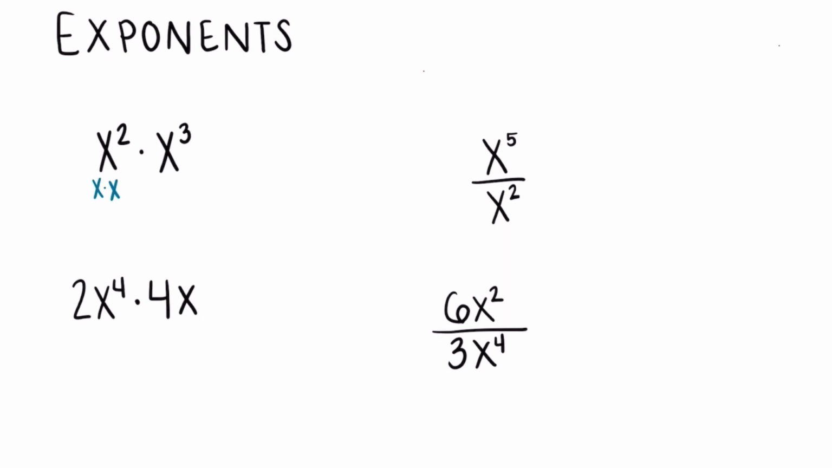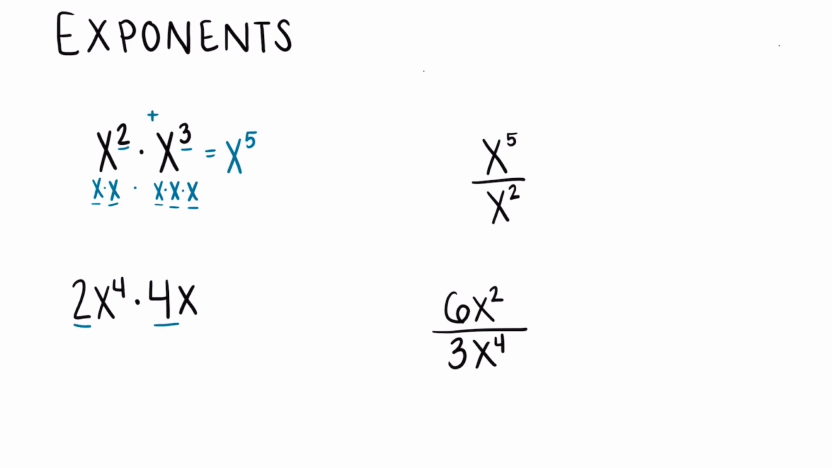So we should know x squared is just x times x, and then x to the third is x times x times x. So if we multiply those all together, we have a total of 5 x's. So we would rewrite that, it's x times itself 5 times, so we'd rewrite it as x to the 5th. So notice, what am I really doing with those exponents when I'm multiplying? I'm adding them up.